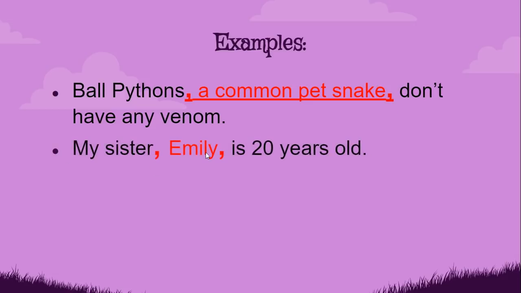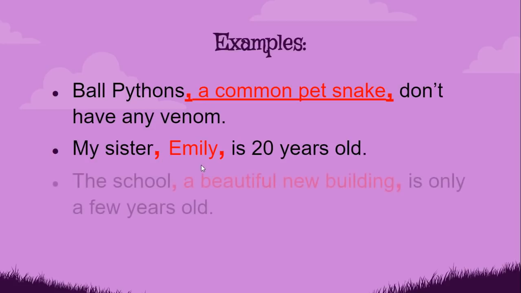My sister, Emily, is 20 years old. So again, my sister is 20 years old is the main sentence here. But you don't know my sister. So I'm going to give you a little extra information that her name is Emily, and I'm going to put it in the middle of the sentence. The commas show that I've added that extra information in.